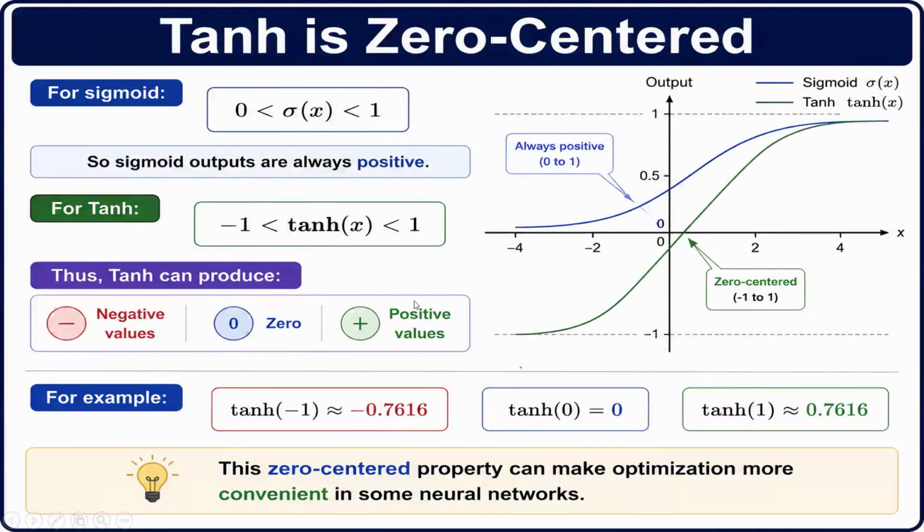tanh is zero-centered. Again, it is a zero-centered function. That means the output ranges from -1 to 1. For a large negative value, the output is -1. For a large positive value, the output is +1. And for 0, the output is 0. The zero-centered property can make optimization more convenient in some neural networks. So that's why it is known as a zero-centered function.